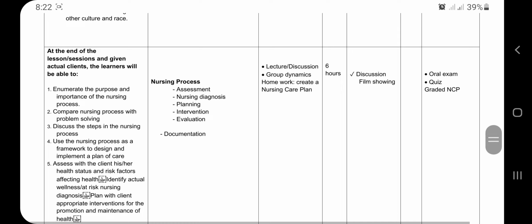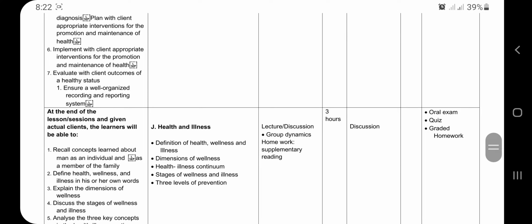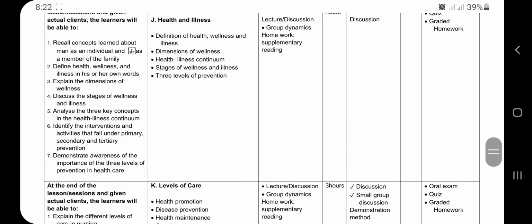So, and i-discuss din natin yung nursing process, which is yung ating 5 phases: the assessment, diagnosis or nursing diagnosis, the planning, intervention, and evaluation. And we will also discuss documentation. And another din na topic na i-discuss natin, we have the health and illness.